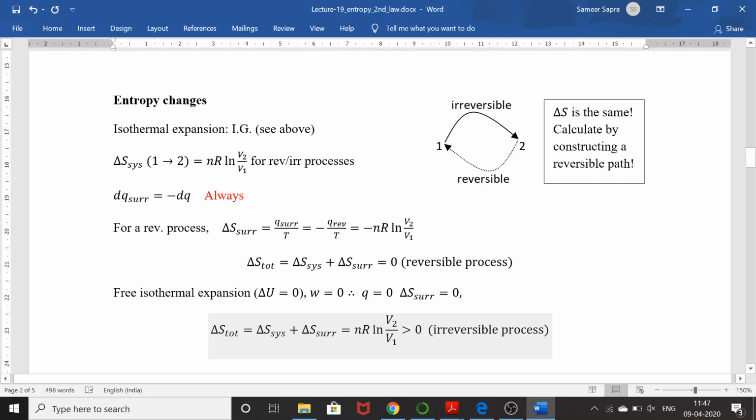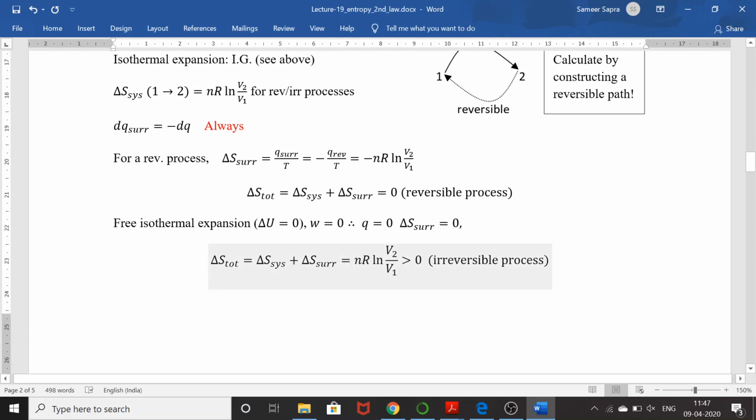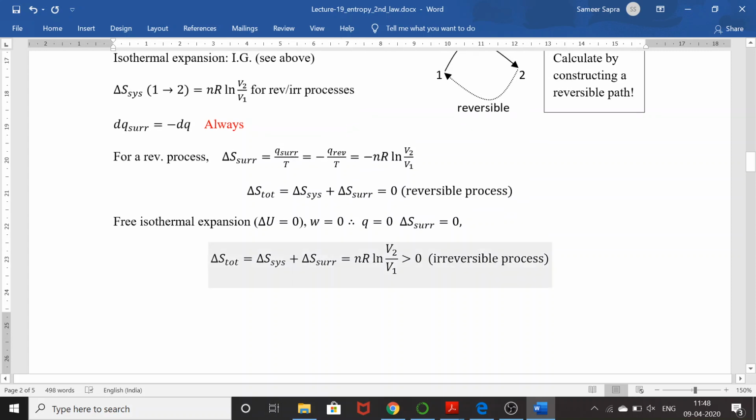The total entropy change is delta S system plus delta S surrounding, which is nothing but delta S system, nR log V2 by V1. And since we are talking of an expansion, V2 is greater than V1, so this entire expression is greater than 0. Remember, this free expansion is an irreversible process. It's a spontaneous process. It's a sudden thing that happens against vacuum. When you do it reversibly, you're holding the pressure in equilibrium, so the external pressure is in equilibrium with the pressure of the gas. But here you have a constant zero pressure. It's an irreversible process. So again, delta S is greater than 0.